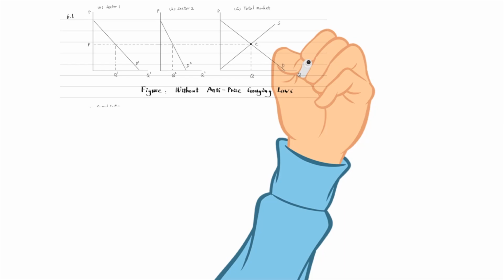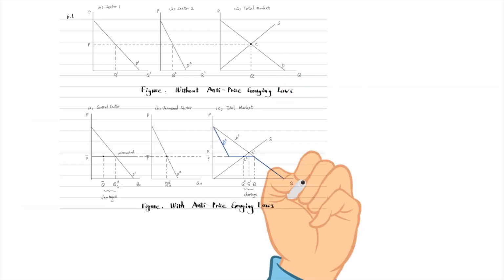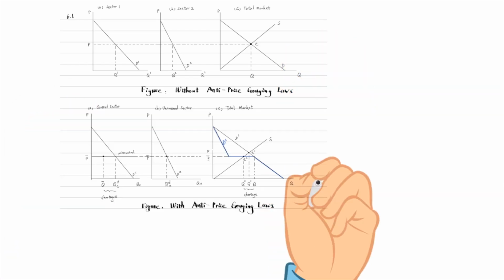In sector 2, or the uncovered sector, the quantity Q2 is smaller than that when the anti-price gouging laws are present. In the uncovered sector, the equilibrium price is lower in the presence of the laws in neighboring covered areas. So, the quantity in the uncovered sector is larger when the law is present, although the area is not affected by the law directly.